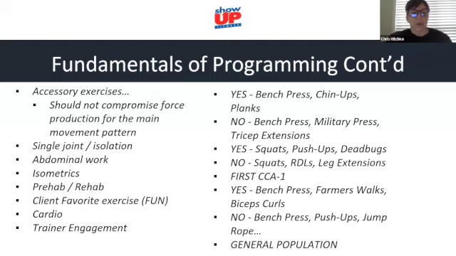All right. So accessory exercises, like we talked about, that bicep curl, should not compromise force production for the main movement pattern. Single joint isolation, abdominal work, these are all accessories. Isometrics, so like a wall sit, would be an accessory. Prehab or rehab, if you have a client who's working through an injury, I would put their PT exercises, if they're under the care of a physical therapist, in the accessory portion.